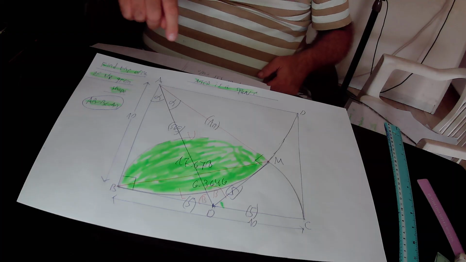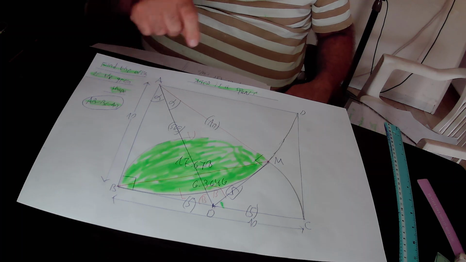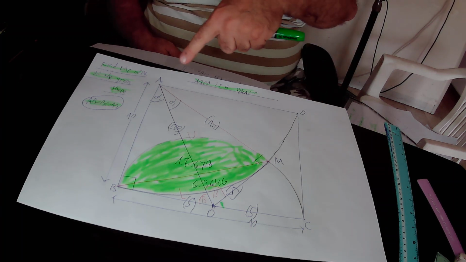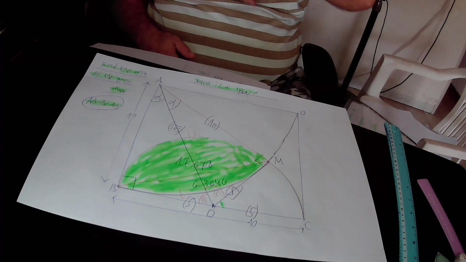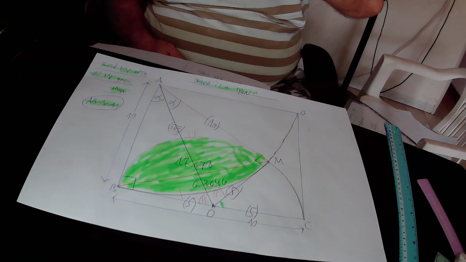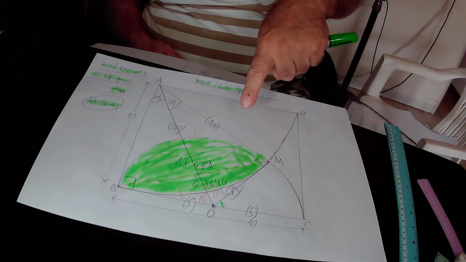So the drawing we have is square ABCD. We know that one side of square ABCD equals 10 units in its length. In addition, we know that inside this square ABCD we have this big quarter circle. And also we have this semicircle inside this big square ABCD. We know that the diameter BC of the semicircle is 10.